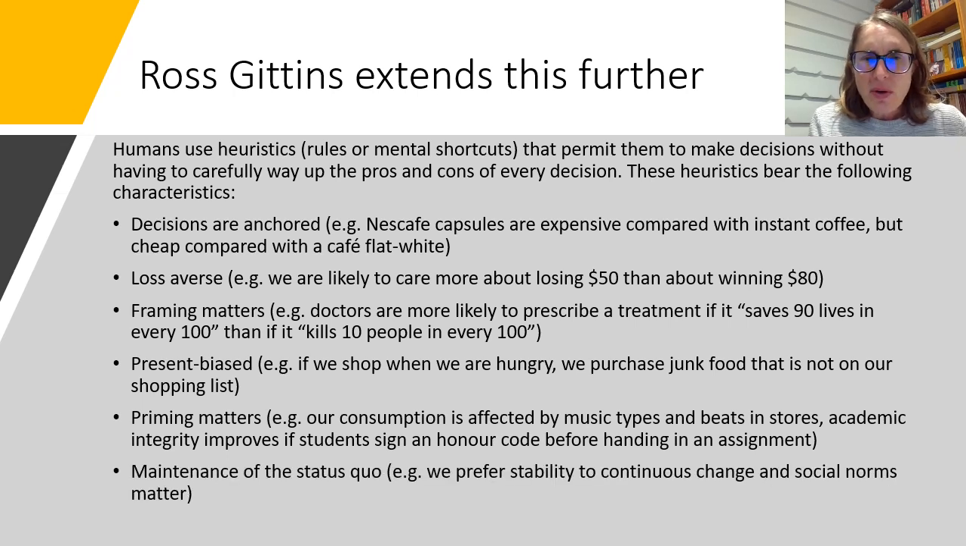And the heuristics also tend to a maintenance of the status quo. We prefer stability to continuous change. Social norms matter. There are other aspects of the heuristic that we use to take mental shortcuts that permit us to make decisions without carefully weighing up pros and cons, and these are some of them.